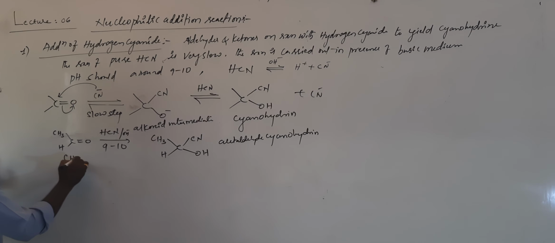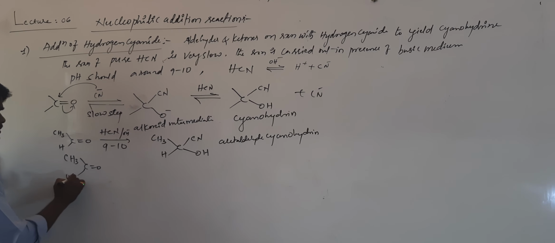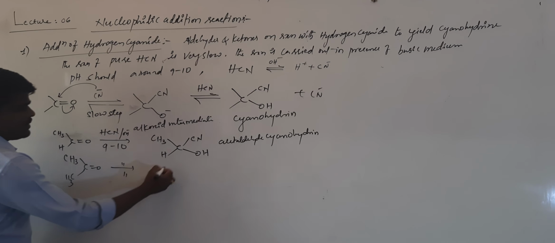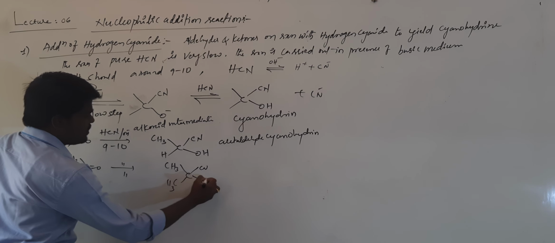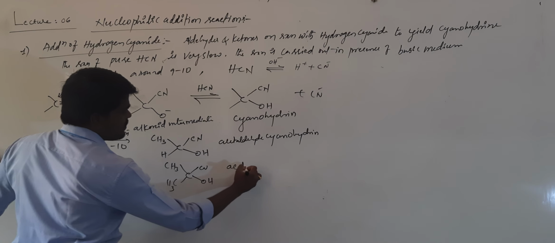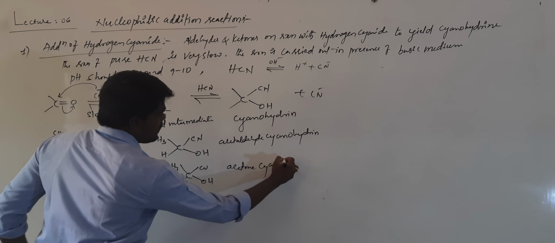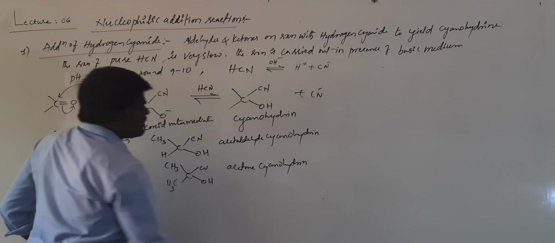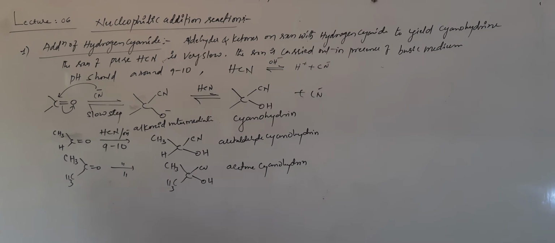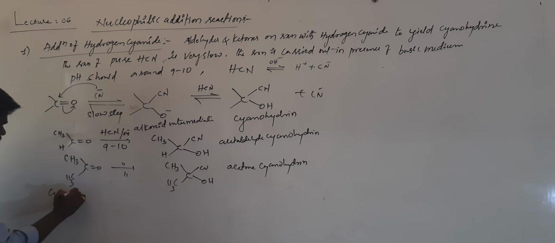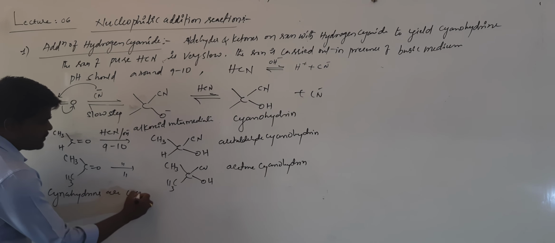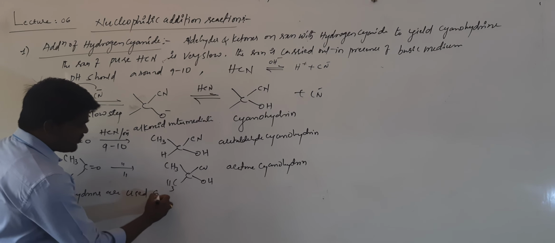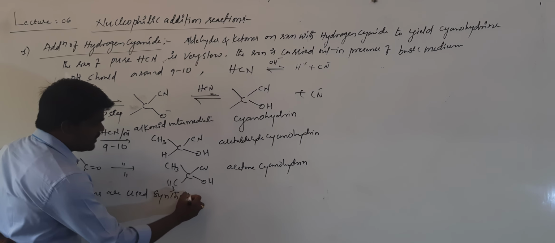Suppose you take acetone; that will form acetone cyanohydrin. The important aspect of this reaction is that these cyanohydrins are used as synthetic intermediates.